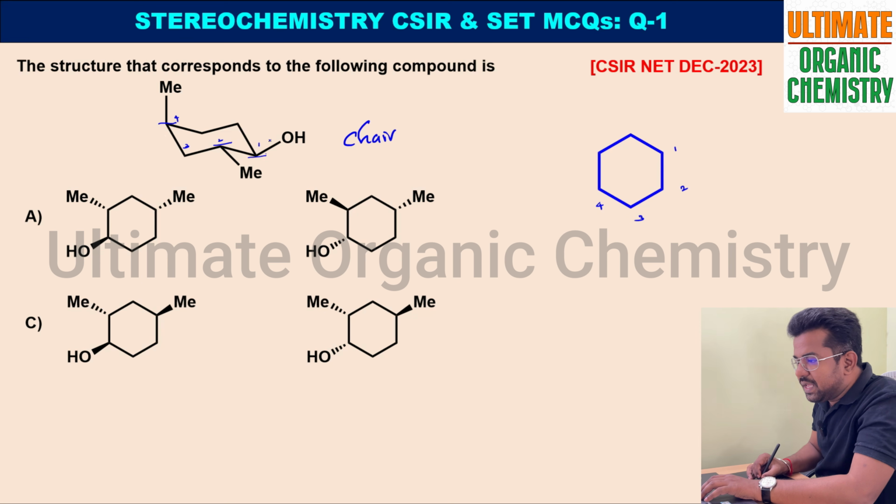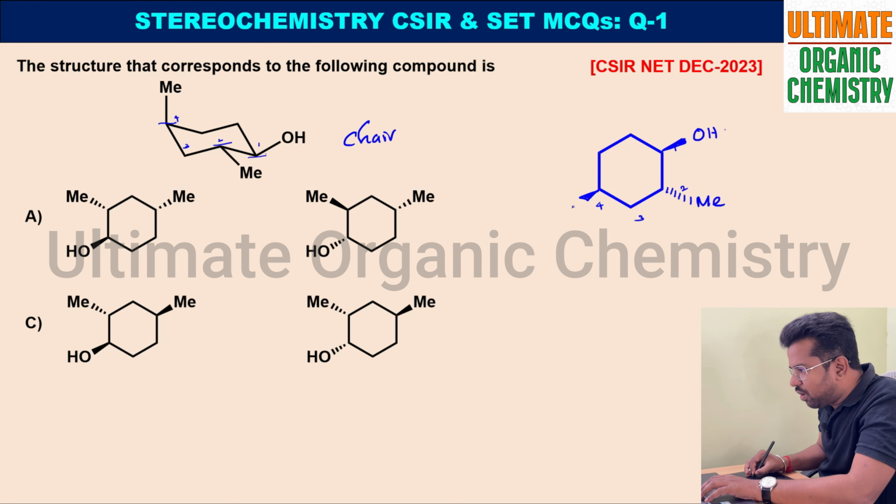Right? So now in this case, carbon number 1, the OH group is placed above the plane. So that means you need to draw it in bold line. In the second carbon, you can see here, this methyl group is placed below the plane. So that means on the second carbon, the methyl has to be placed below the plane, that is dashed line. And in the fourth carbon, you can see here, this methyl group is placed above the plane. So that means this methyl group should be drawn in bold line.